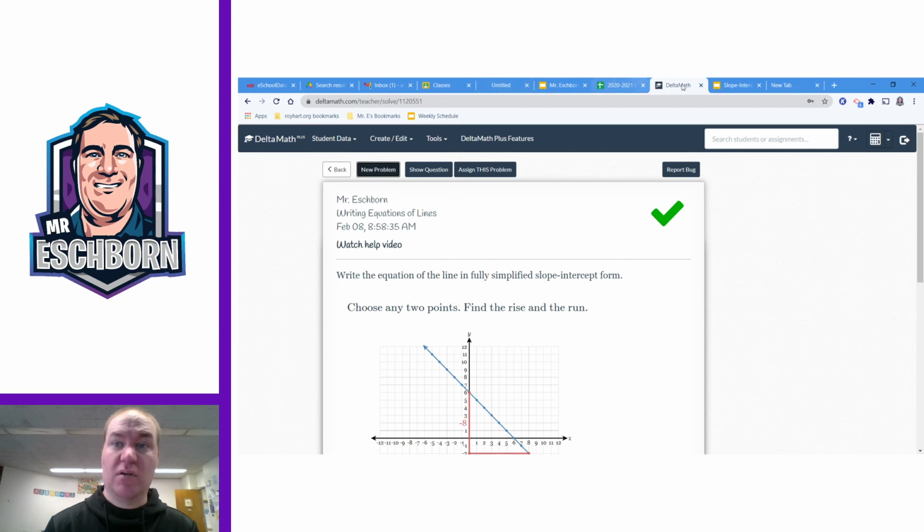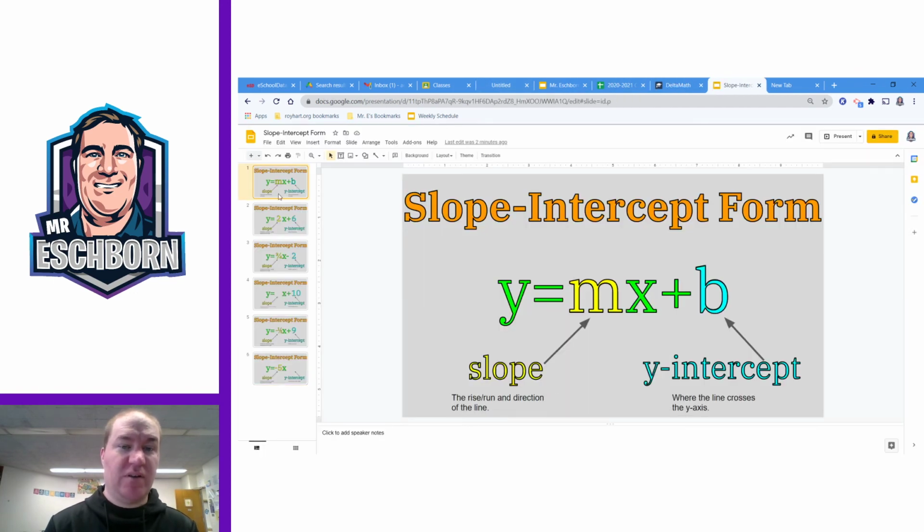All right, so one more time just to recap. If an equation looks like this, it's in slope-intercept form. The number in front of the x is the slope, and you want to write that as a fraction or a whole number or an integer. And the number at the end, the number that's being added or subtracted, is the y-intercept.